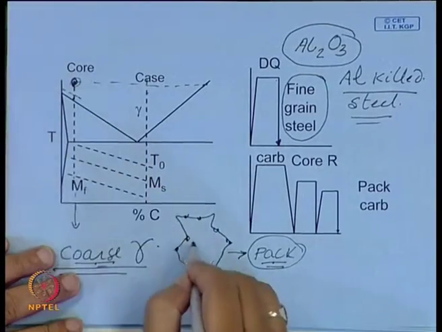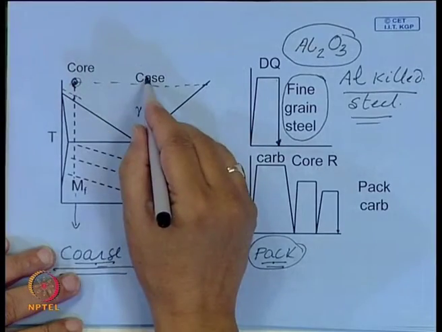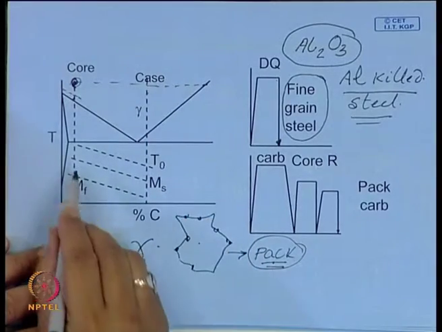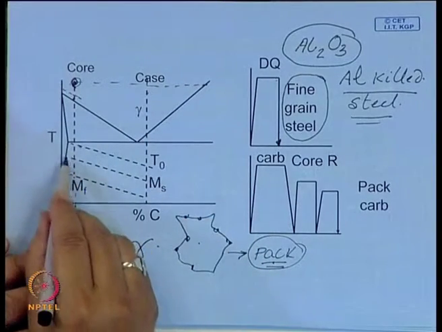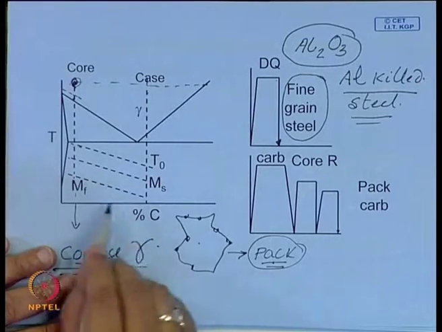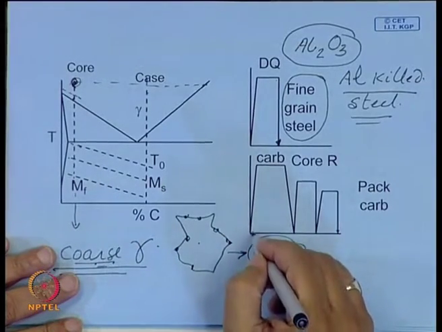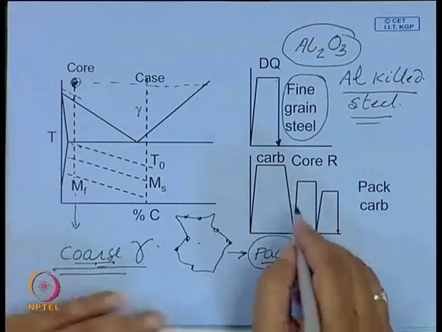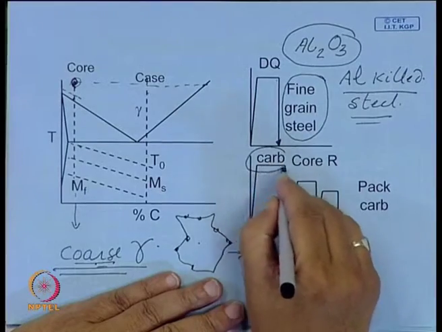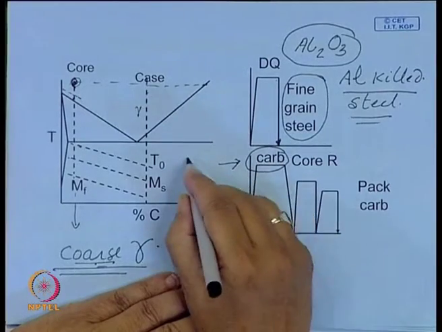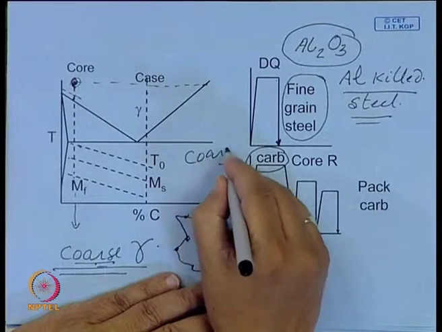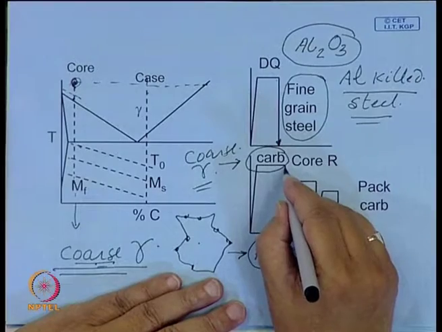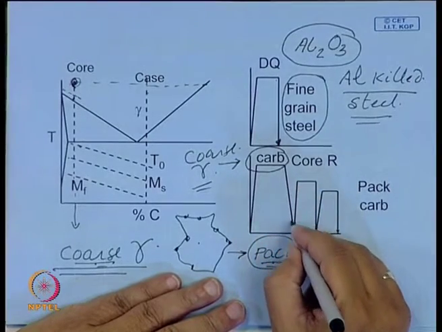You have a very coarse austenite grain at the core, and you have a carburized case portion with a high carbon content, and because of this they also have different MS and MF temperatures. Now, you have to give this type of step treatment. So, this is the carburization period, where it develops coarse austenite, and in pack carburizing there is no way you can quench; you will be cooling slowly.